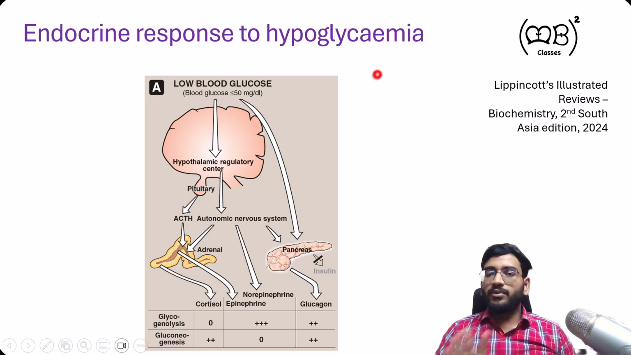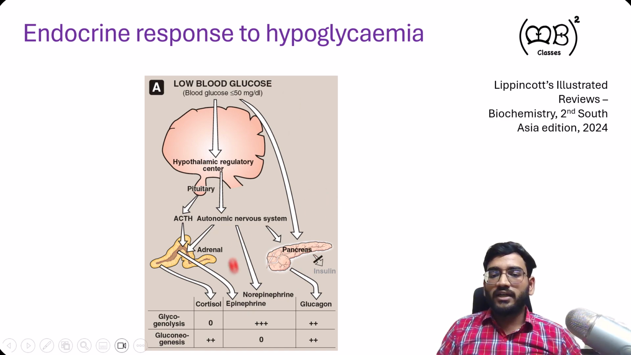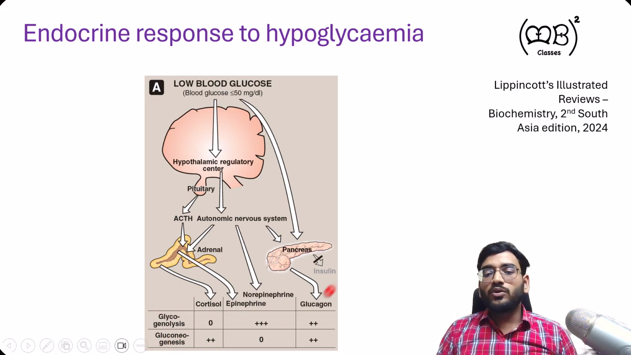The second most important thing would be the endocrine response to hypoglycemia. We are not talking about diabetes in this lecture, we talk about hypoglycemia. In hypoglycemia, whenever blood glucose is less than 50 mg per deciliter, the hypothalamic regulatory centers are activated. Second, the alpha cells of the pancreas will be activated and release glucagon. What will the increased glucagon do? It will increase glycogenolysis and the gluconeogenic pathway. Simple. Second, the low blood glucose will inhibit insulin.